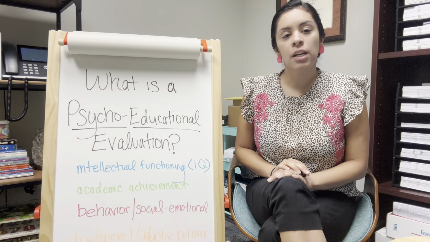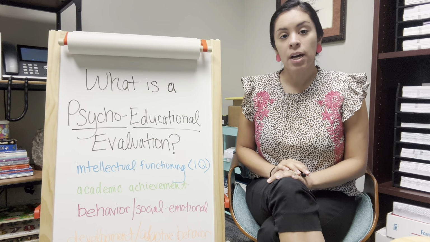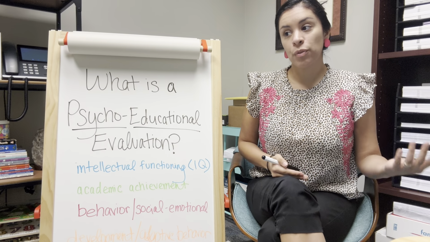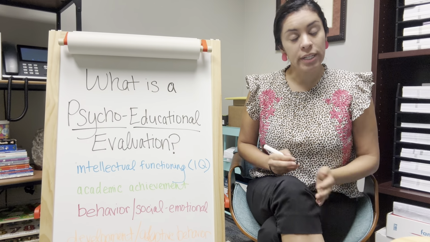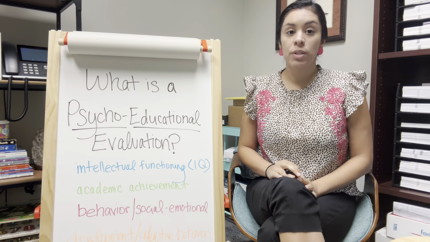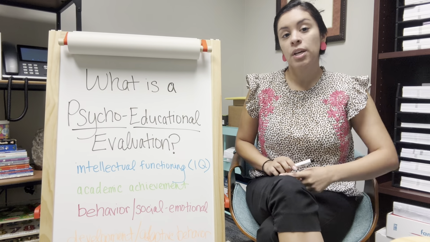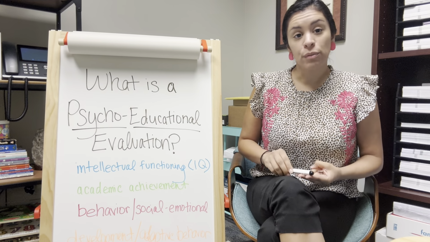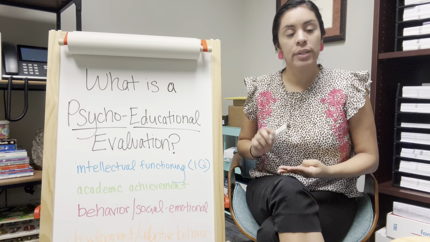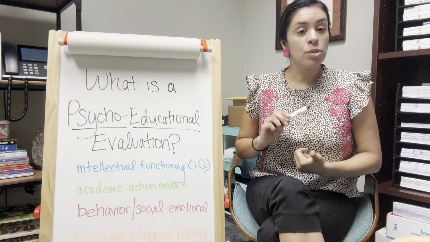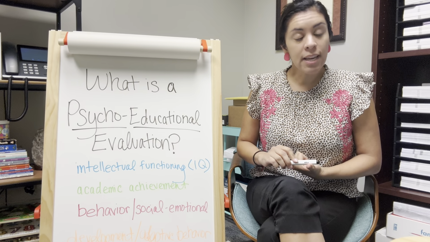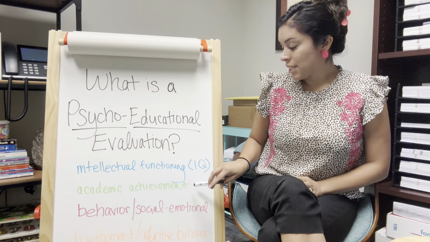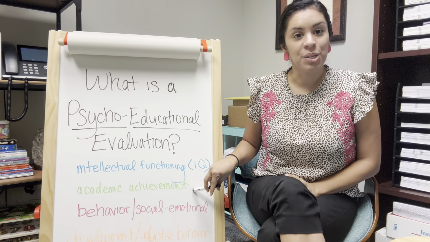And again, depending on the concern, we would look into a full battery of reading. So for example, if dyslexia or a specific learning disability is the concern, then we would definitely want to look into how the child reads words, how they decode words, how is their reading fluency, how is that affecting their reading comprehension, and of course, phonology and phonological awareness skills. All of that would be included in the academic achievement piece of the evaluation.